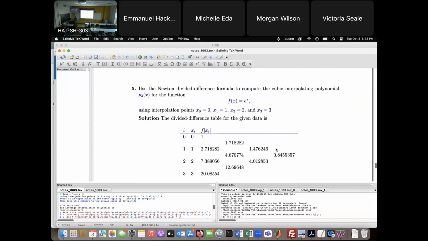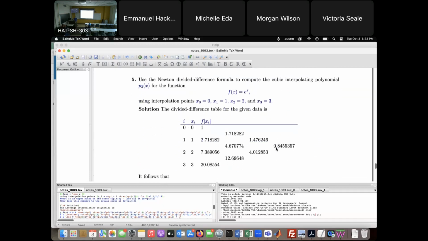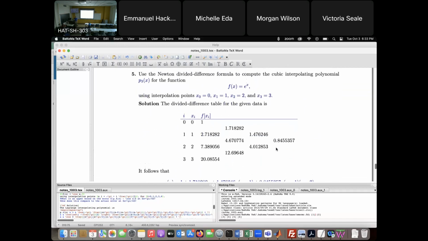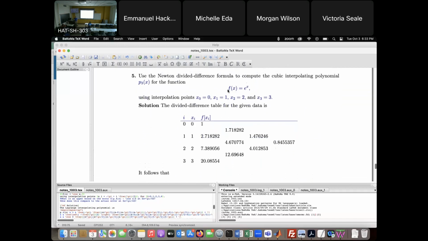And finally, Newton's method. Okay, so here's your function, the exponential. You're given 4 interpolation points, so it's going to be a cubic polynomial. Your x values are 0, 1, 2, 3. So you'll list your x values and your y values.